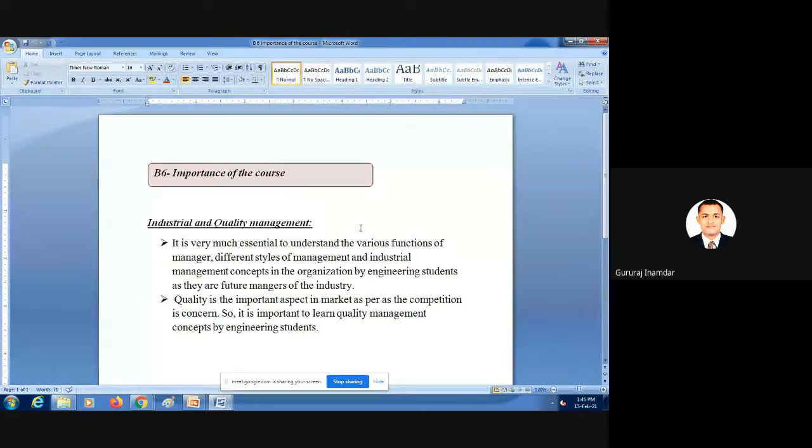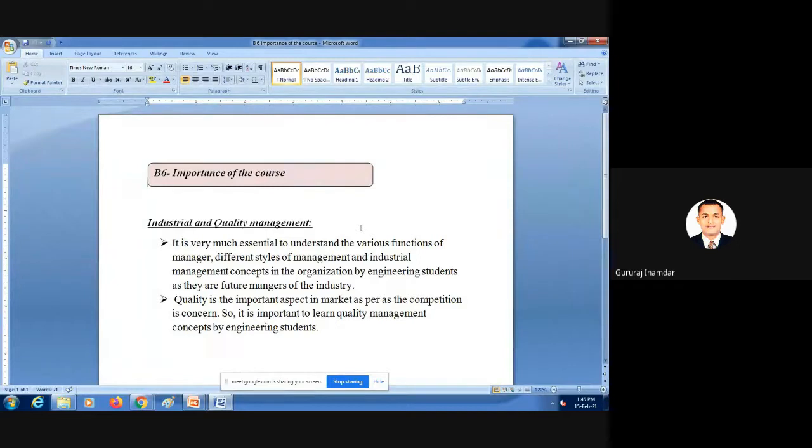If you see the next departments: purchase department, financial department, production department, marketing department. We have to study all these factors. This is nothing but the various functions of a manager and different styles of management: planning, leading, controlling, staffing. All these are factors of industrial management.